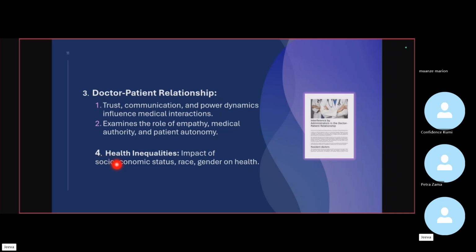Fourth main key concept is health inequalities. Like being a nurse, the impact of socioeconomic status, race, gender on health, you should not show any inequalities when you are treating a patient. Understood? When you are getting a patient, you should not see what their economic status is, what their race is, whether it is a male or female. You should not see anything. Equal treatment should be provided for each and every patient. So health inequalities are also being checked by medical sociology. So you should always treat everyone in an equal and respectful manner.